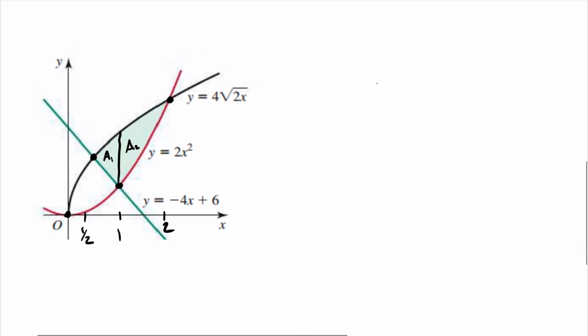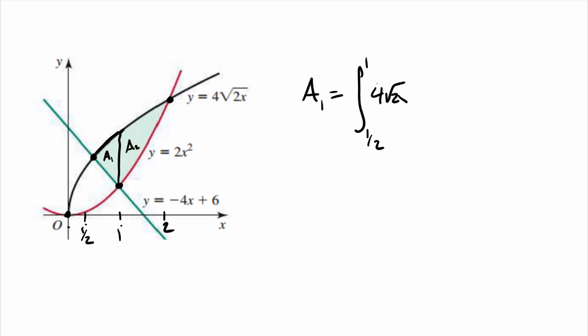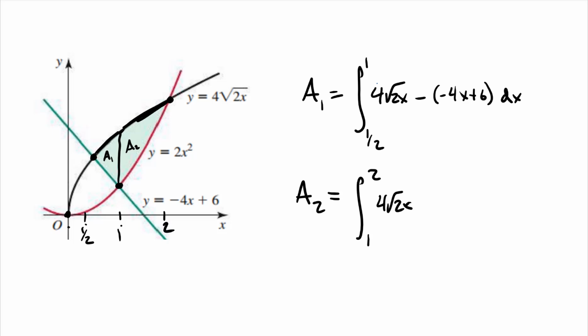Because we can all do algebra. So, our area 1 is going to be the integral from 1/2 to 1. Our top function is that 4 root 2x. Our bottom function is that line, negative 4x plus 6, dx. And then we would have to add it to our area 2, which is going from 1 to 2. Our top function is still that 4 root 2x, but now our bottom function is the 2x squared.